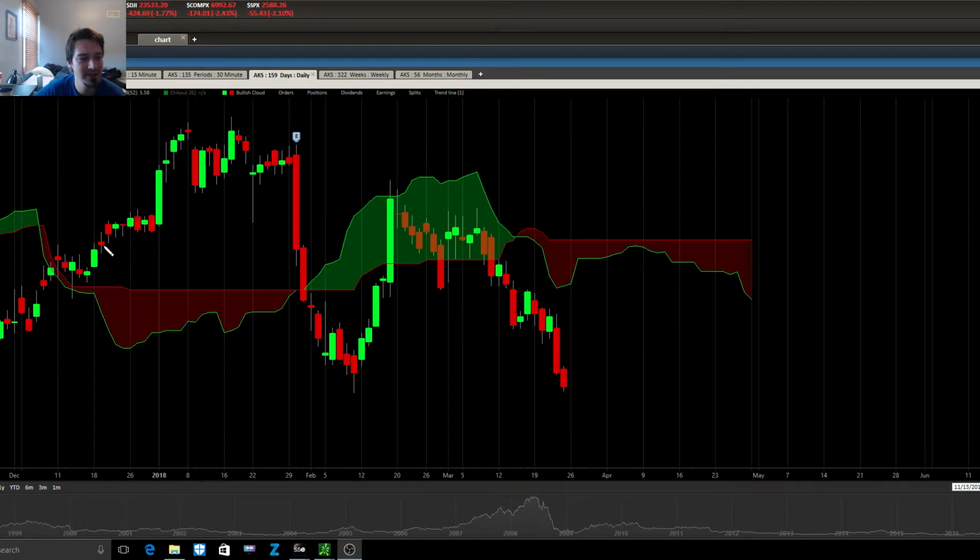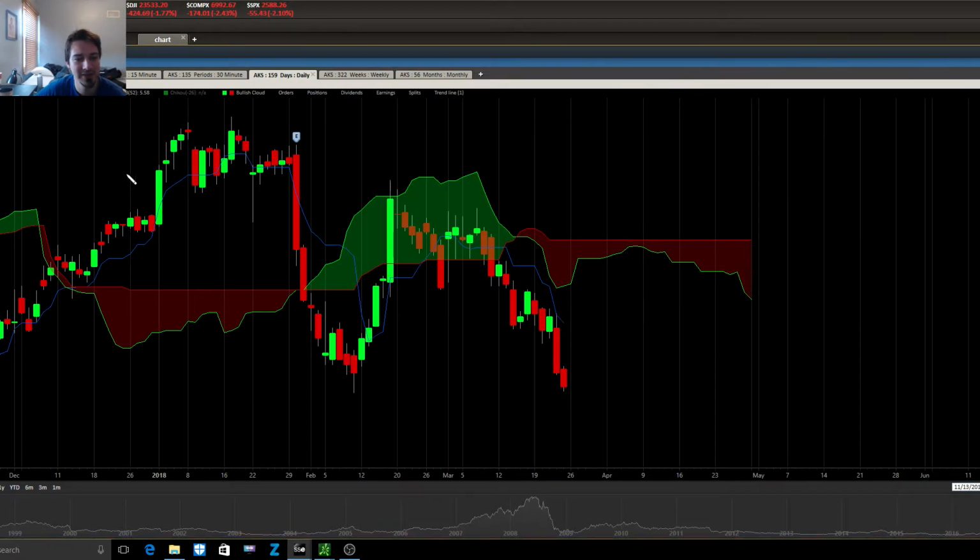Now, as the price is above the cloud, everything below the price action is sort of considered support. And when the price is below the cloud, everything above the price action is considered to be resistance.